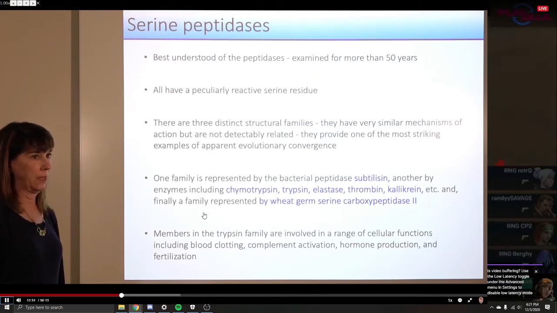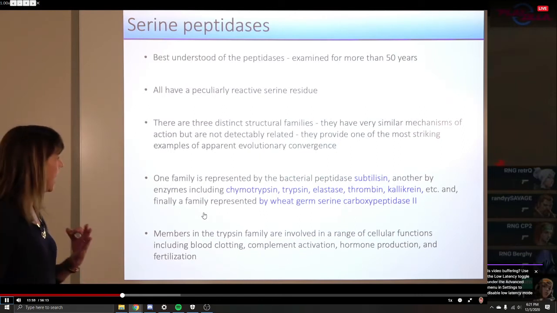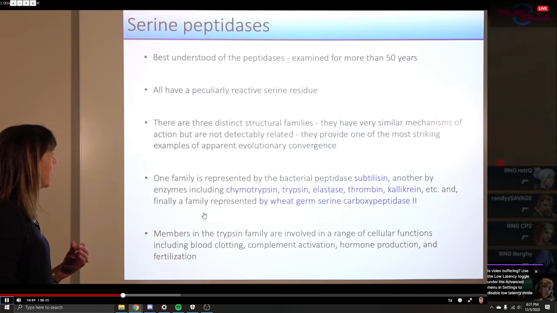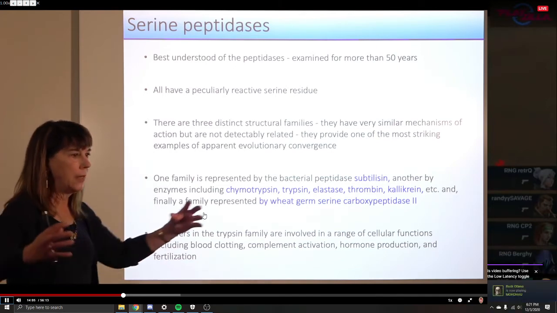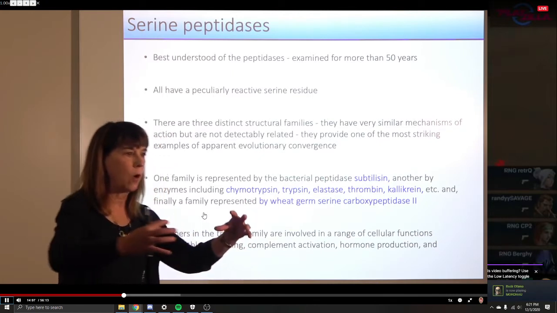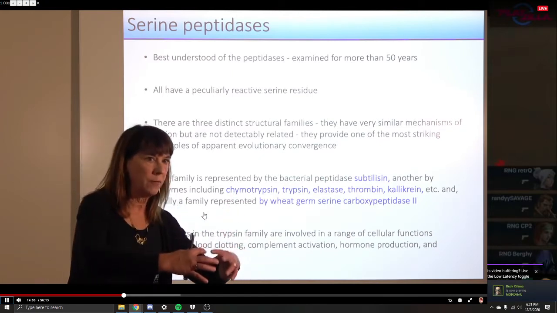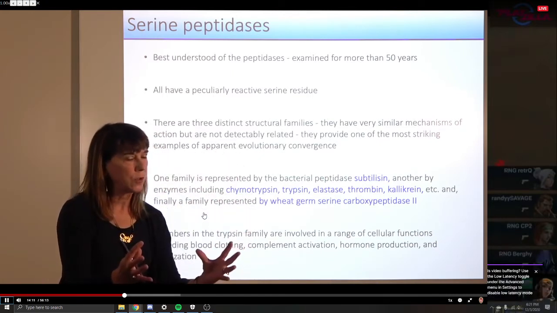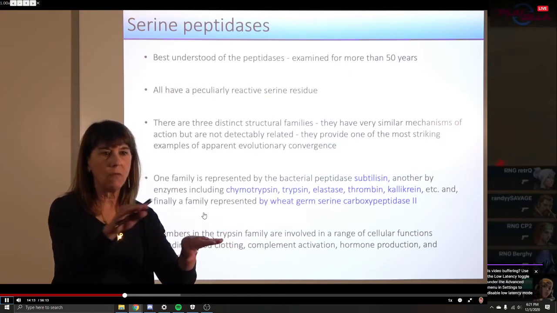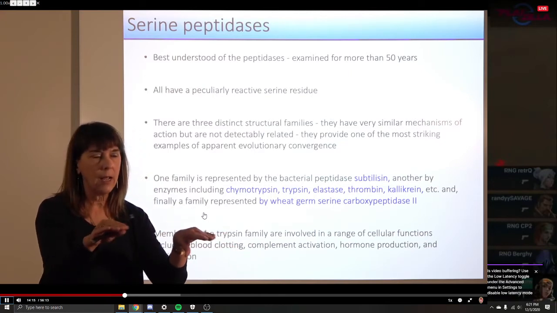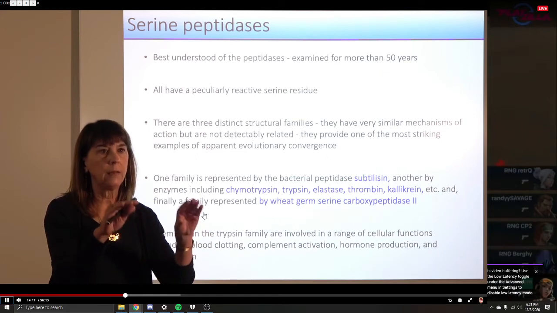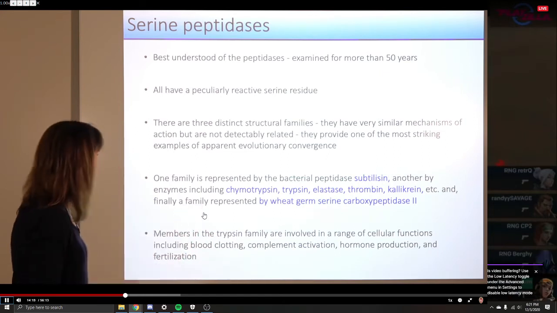There are 3 distinct structural families of serine peptidases. They have very different structures, and yet, when you look at them, they have very similar catalytic mechanisms involving 3 residues. It's suggested that this is probably one of the most striking examples of evolutionary convergence, where nature converged on this, what's called the catalytic triad, a number of different times. So the overall structures are different, but the way these 3 residues, this catalytic triad, are lined up is stunningly similar in all 3 family types.